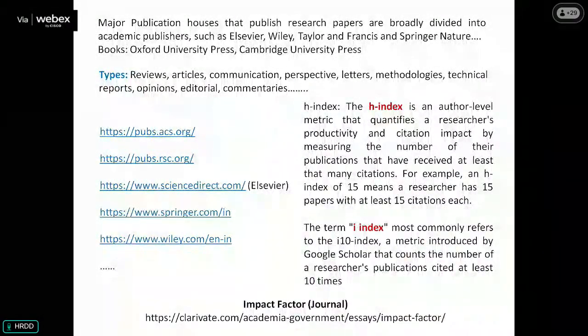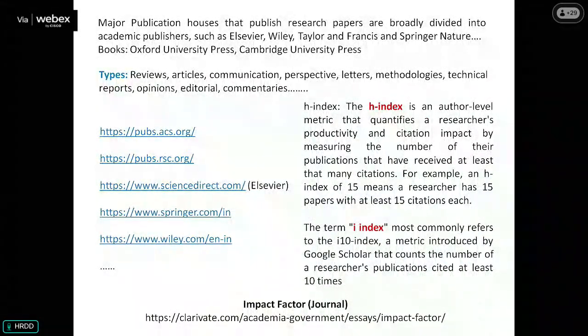But you have to be careful. Don't go into some low reputed journals. Okay. The impact factor of the journal is important.